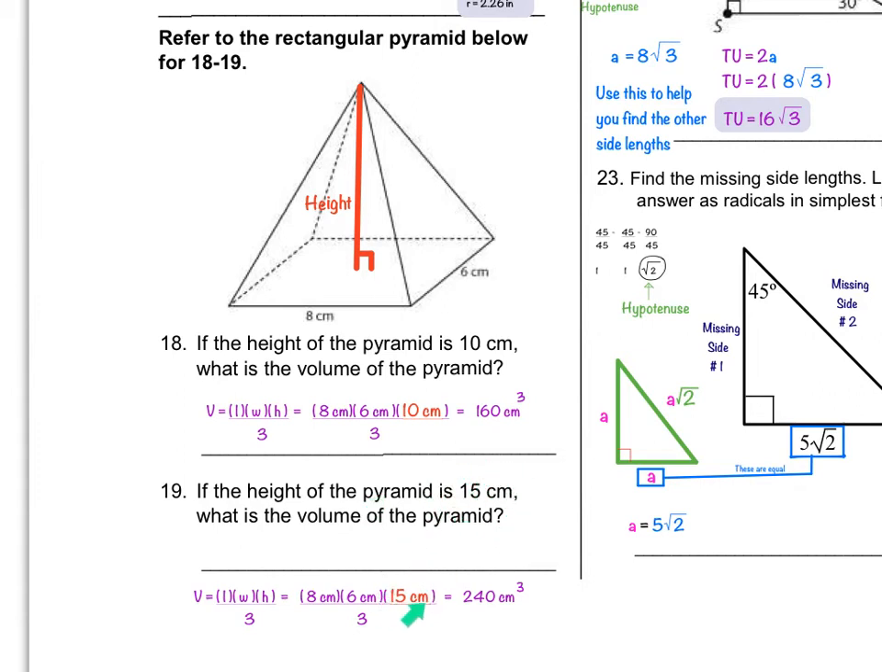On number 19, they're changing the height to 15 centimeters. So this red number will change to 15 centimeters. Same idea, you multiply and divide by 3 and you get 240 centimeters cubed.